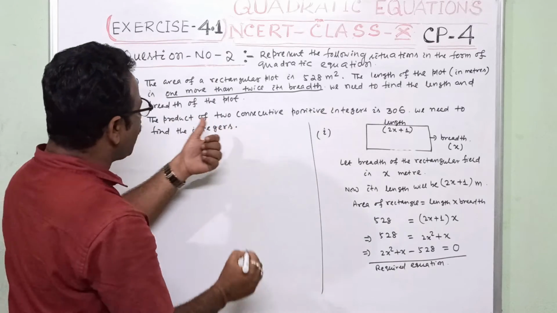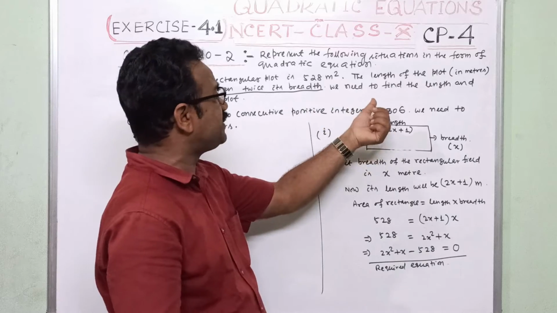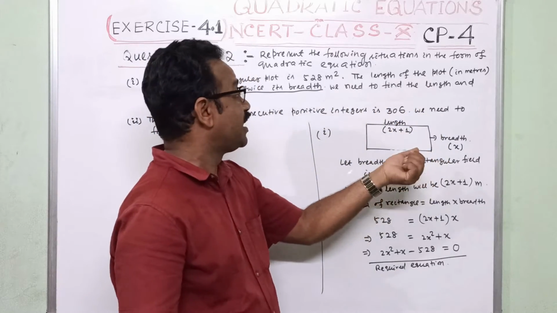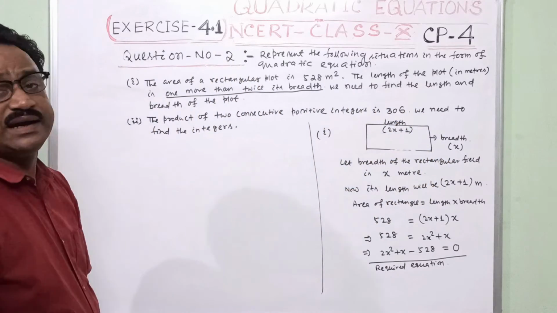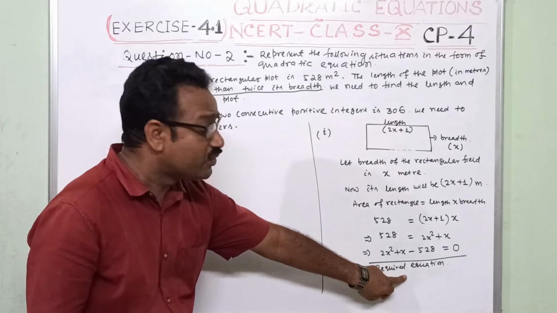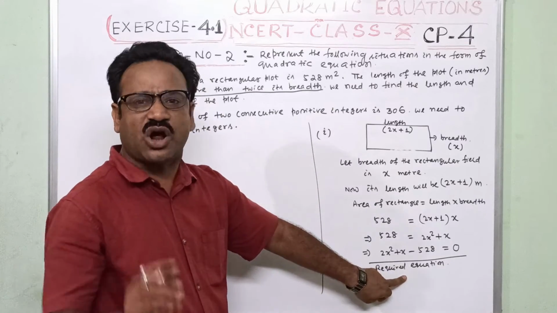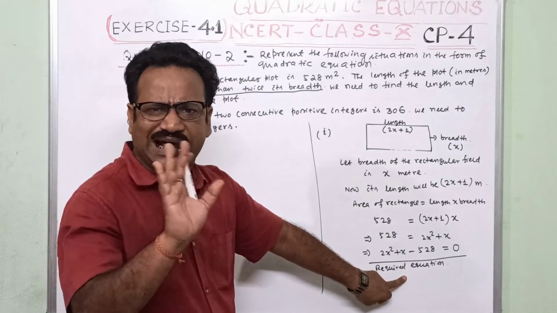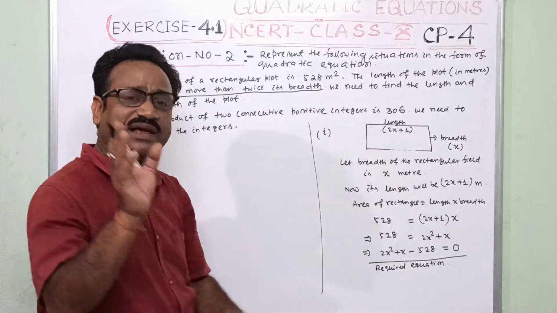The product of two consecutive positive integers is 306. We need to find the integers. Here we need not solve this, because it is not given to solve and find the integers. Only given, find the equation.